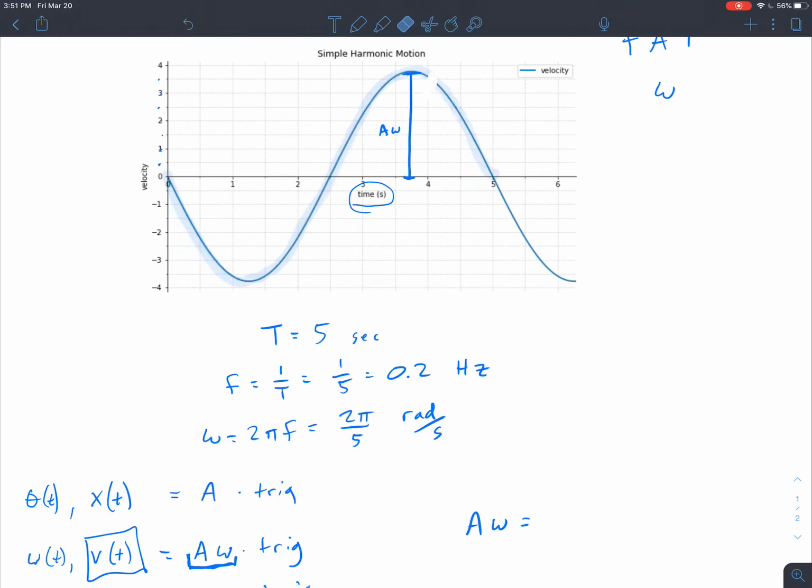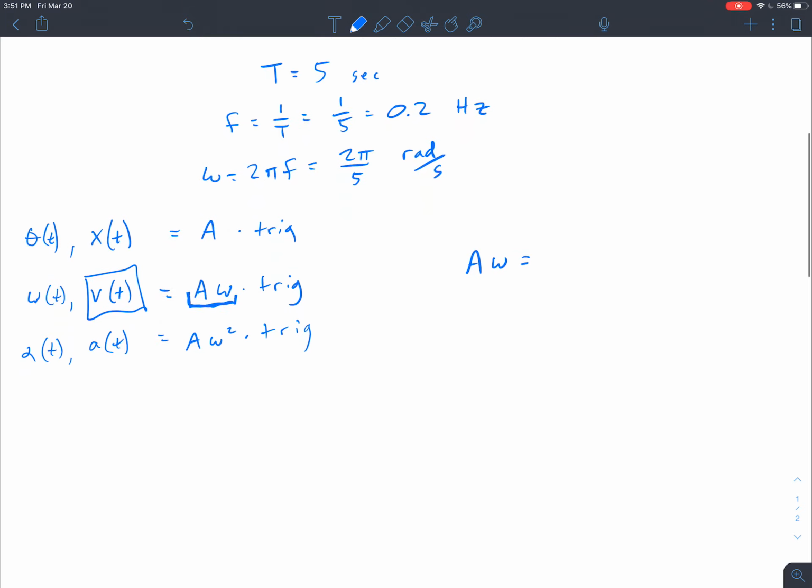And I'm going to erase this to clear up things a little bit. This is 3.5 right here, this is 4, so it's about 3.75. So A omega is about 3.75. And we know omega right here is 2 pi over 5. So A equals 3.75 over omega, 3.75 times 5 divided by 2 pi.